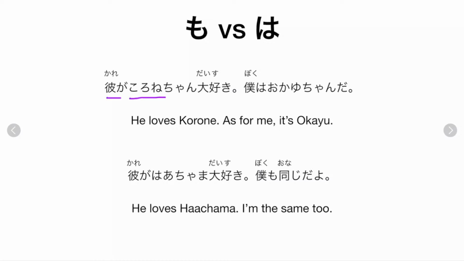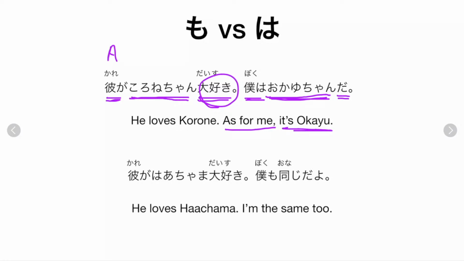彼がコロネちゃん大好き。僕はおかゆちゃんだ。Okay? So, 彼が, he, right, is the subject, ga. コロネちゃん大好き. So, he loves Korone, right? Really likes Korone. 僕は, now you draw a contrast, you're saying, but as for me, おかゆちゃんだ. As for me, what is daisuki is Okayu-chan. So he loves Korone, but I love Okayu, is the way you would understand this.